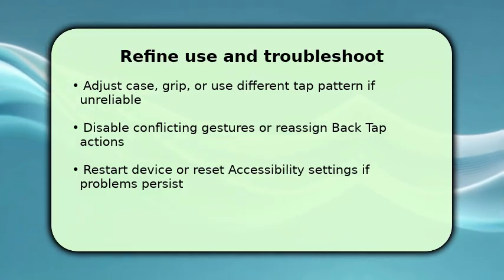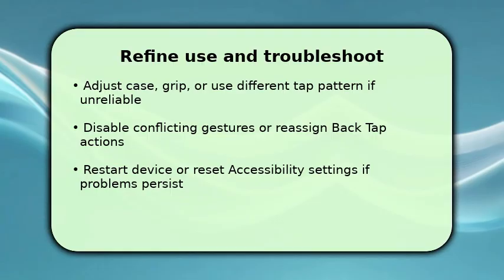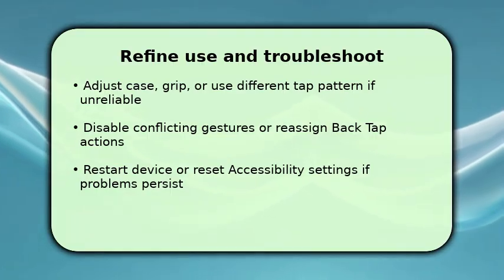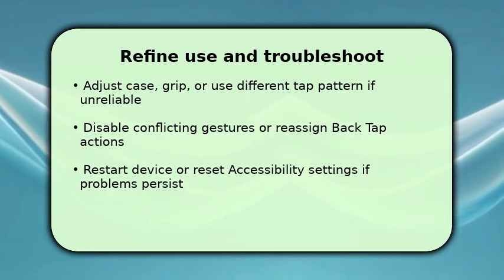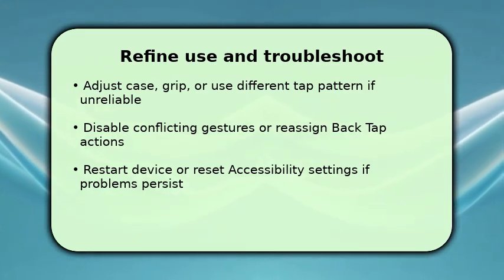If Back Tap stops working entirely, restart your iPhone, test without a case, and as a last resort reset Accessibility settings. This usually resolves persistent detection problems.